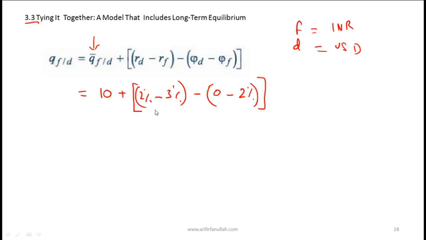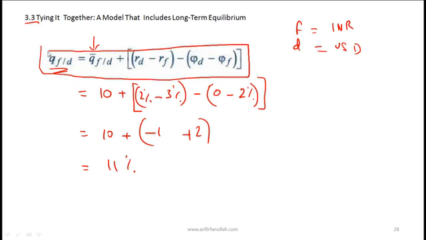So based on this, let's come up with the exchange rate. So it would be 10 plus, this is -1, minus -2, which is +2. So based on this simplistic calculation, the real exchange rate will be 11. So just memorize this formula because it will come in handy later.